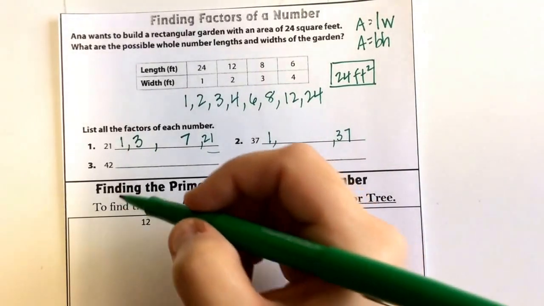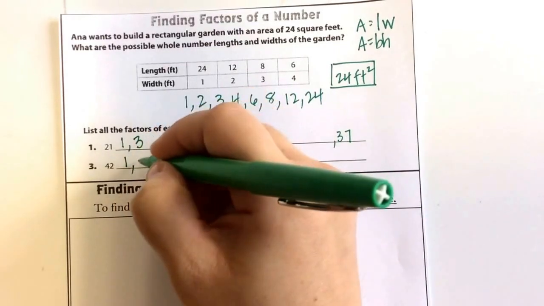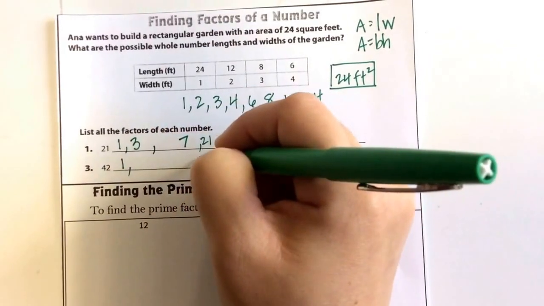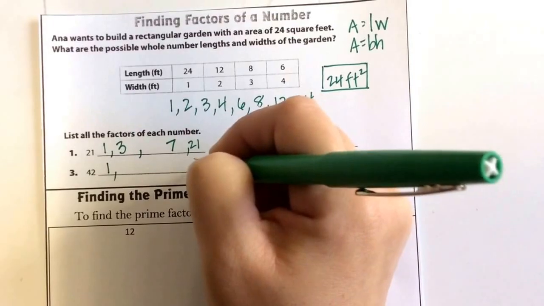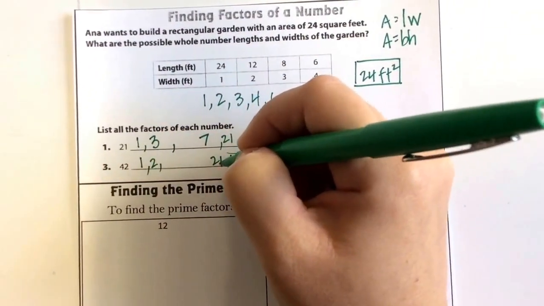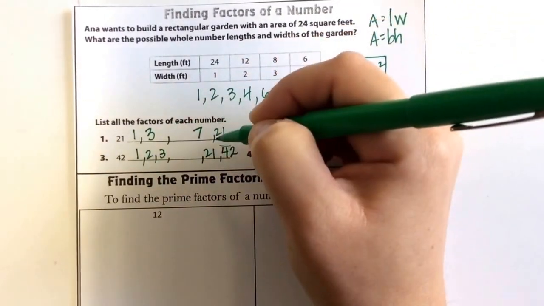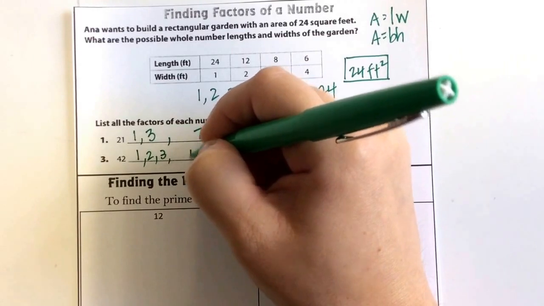Okay, now that you've completed 3 and 4, you should have ended up with 1 and 42. 2 times 21. 3 also goes in there, and you should have ended up with 14.